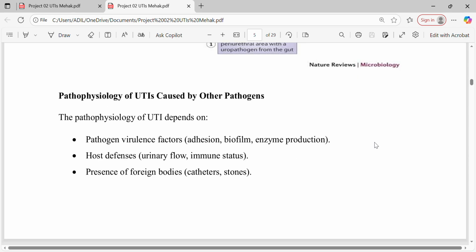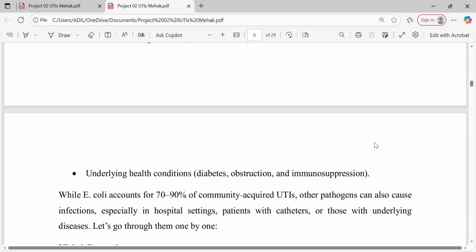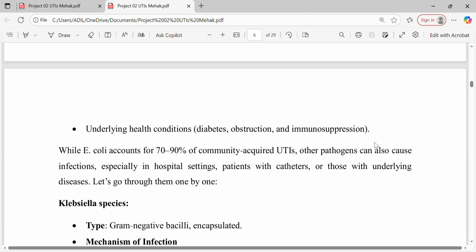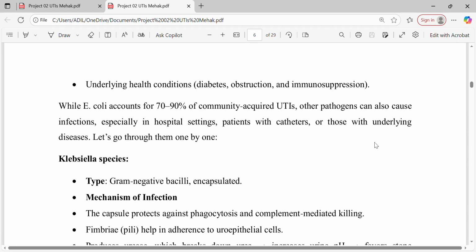Pathophysiology of UTI caused by other pathogens. The pathophysiology of UTI depends on pathogen virulence factors: adhesion, biofilm, enzyme production; and host defenses: urinary flow and immune status. Presence of foreign bodies, catheters, and stones. Underlying health conditions: diabetes, obstruction, and immunosuppression. While E. coli accounts for 70 to 90% of community-acquired UTIs, other pathogens can also cause infection, especially in hospital settings, in patients with catheters or those with underlying diseases. Let's go through them one by one.